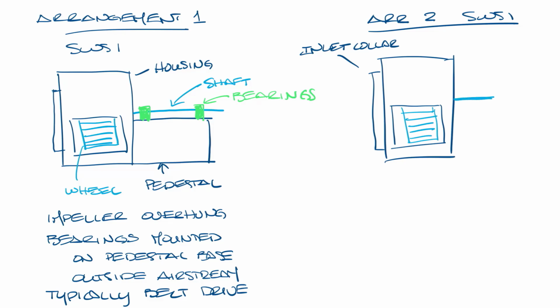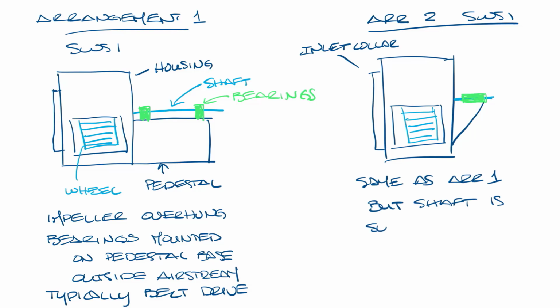And I forgot to label the inlet collar on the last drawing, so we'll show you that here. Let's add the notes down below. This can also be belt drive or direct drive, but is typically belt drive. Let's move this out of the way and look at arrangement 3.